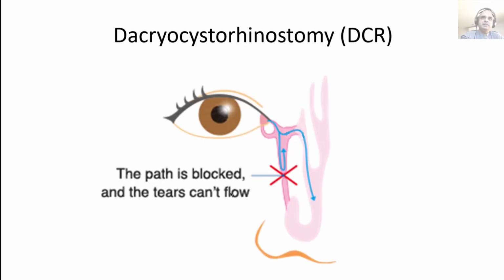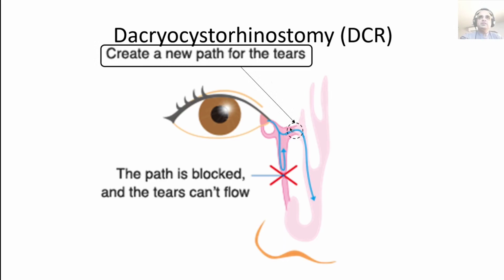So what has happened is that there is a block in the normal nasolacrimal duct system as indicated by the red X or the cross, so that there is regurgitation and all the problems. So what we want to do is to create a new passage between the sac and the nose by breaking the bone in between. So what we do is, this is the new passage.